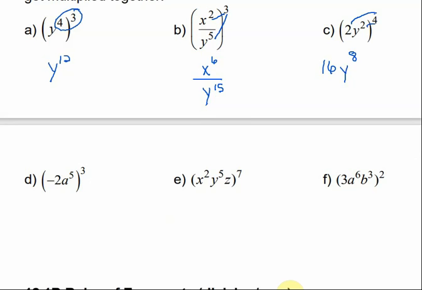Okay, so for D, we have negative 2a to the 5th raised to the 3rd power. All right, so our negative 2 to the 3rd power, remember, if we have a negative number raised to an odd power, it's going to be negative. So it's still negative. 2 to the 3rd power would be 8. And then for our variable, when we raise a power to a power, we multiply. 5 times 3 is 15.